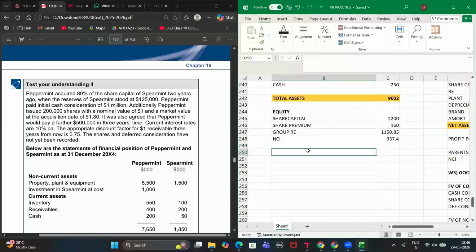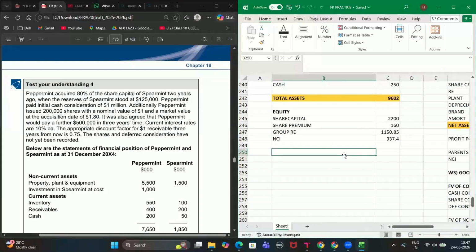Okay. Anything else? Tell me, guys. Is there anything else that we have to consider? Equity part is over, right? We are done with equity.